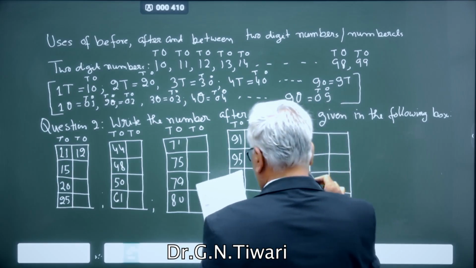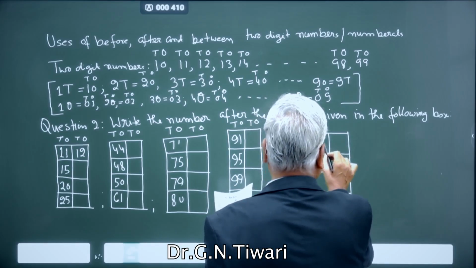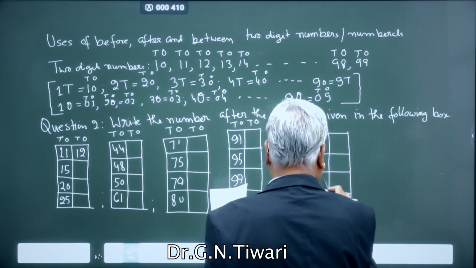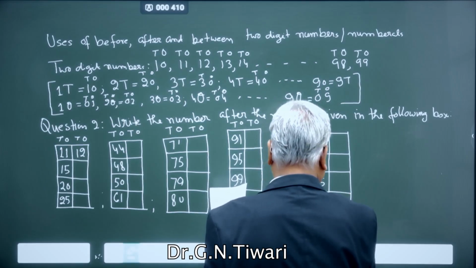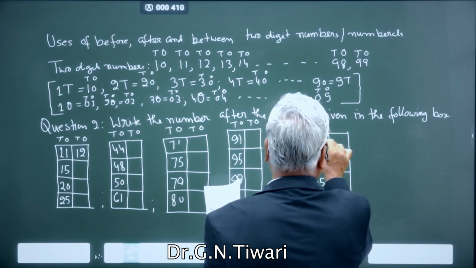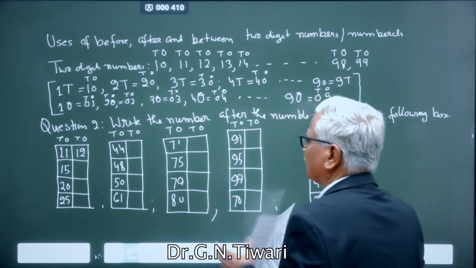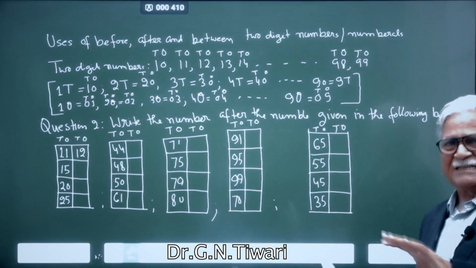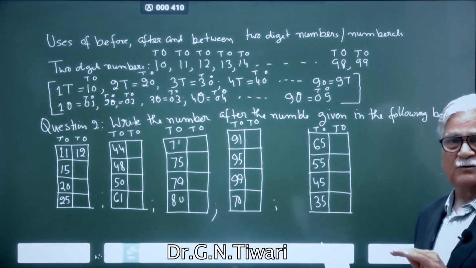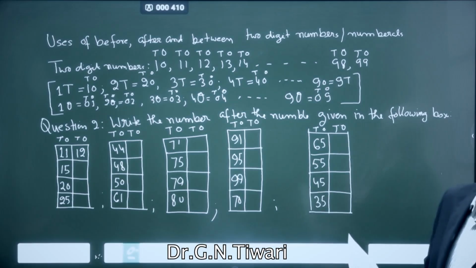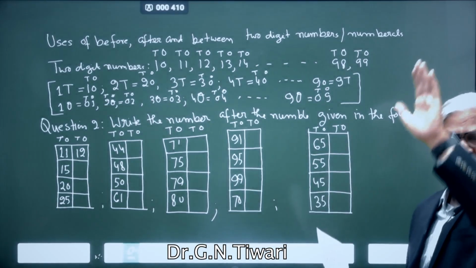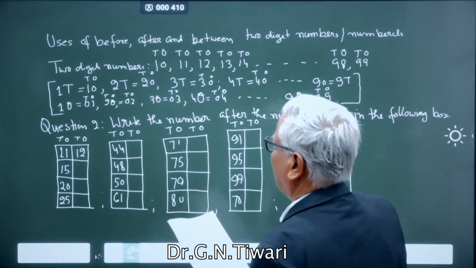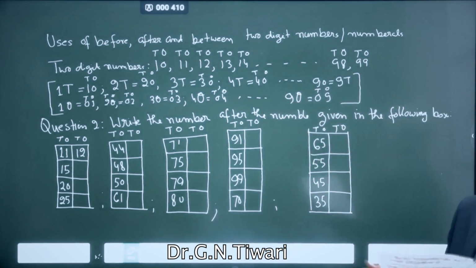65, 55, 45 and then 35. O, T, O and T. So these are the 5 examples and teachers can make so many examples. So a student has the practice to understand what is the meaning of before and what is the meaning of after for any number, whether it is single digit or 2 digits. Now I will give the example for writing the between.